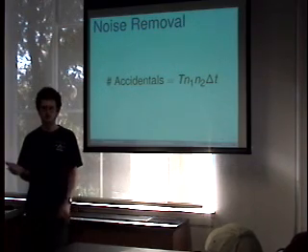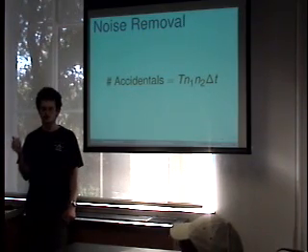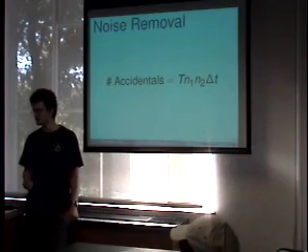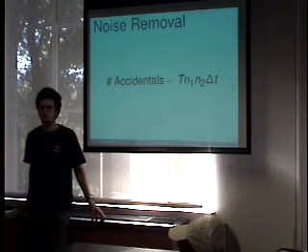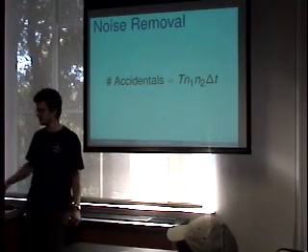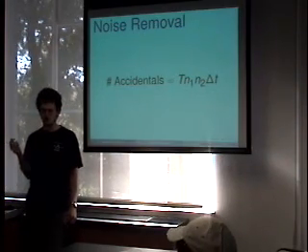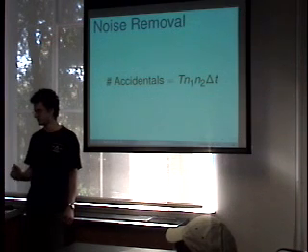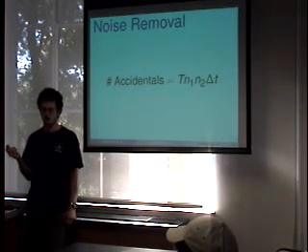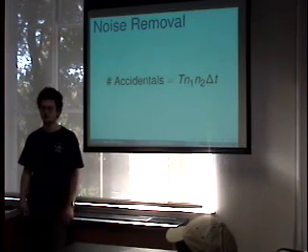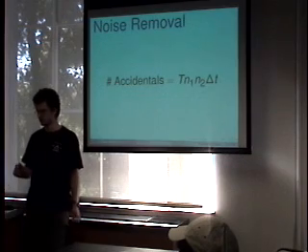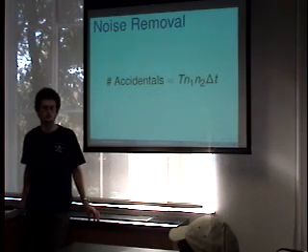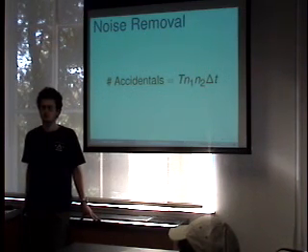This noise is called accidentals, when you have a signal that shows up in both of them that isn't actually caused by a muon. And this is equal to the total time of integration, or the total time that you're looking over, capital T, times the product of the rate of events from each of the PMTs times the amount of time that you allowed to go by before you say that two things are no longer coincident. So for us, this would probably be around 200.